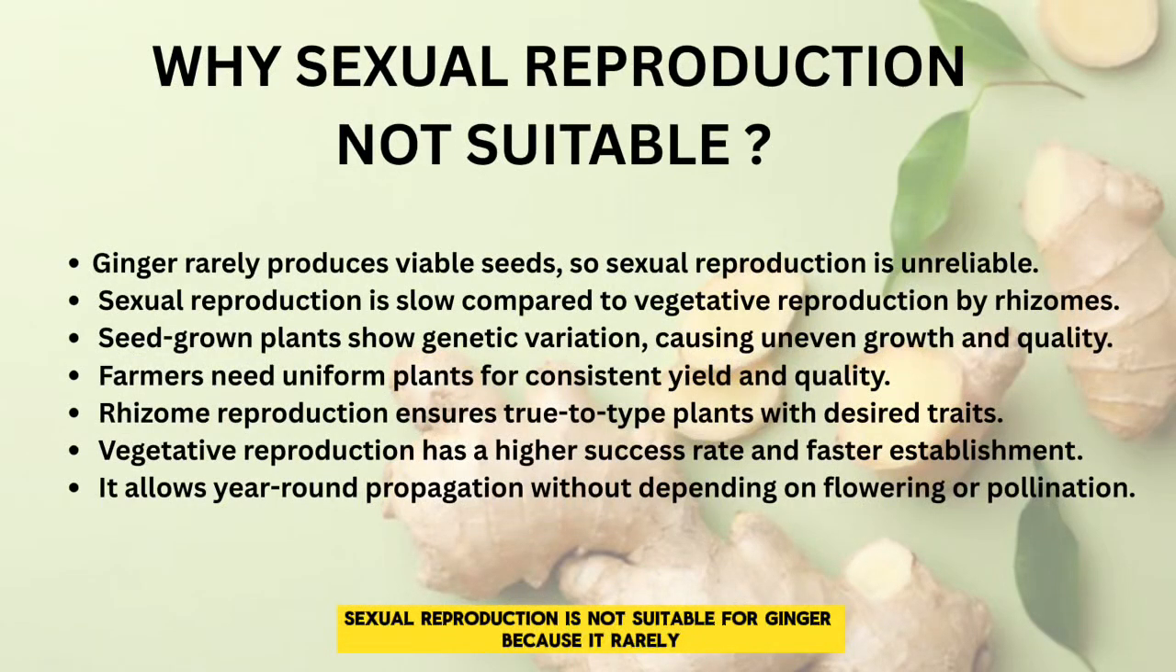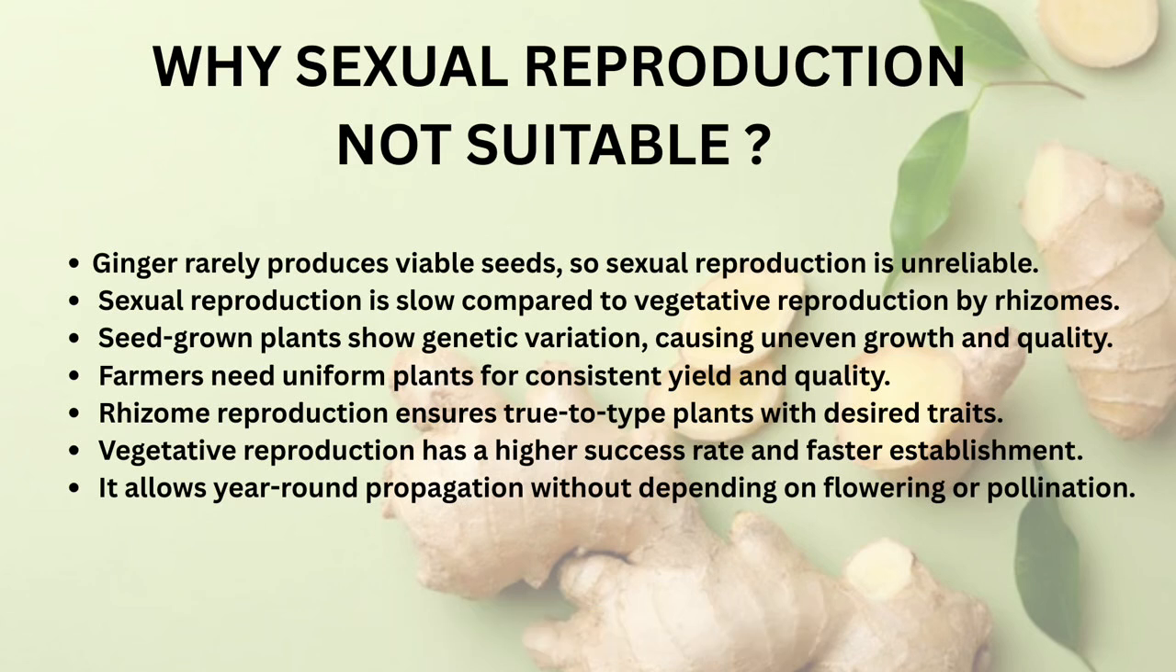Sexual reproduction is not suitable for ginger because it rarely produces viable seeds, making this method unreliable. Compared to vegetative reproduction, sexual reproduction is much slower. Plants grown from seeds also show genetic variation, which can cause uneven growth and inconsistent quality. Uniform plants are preferred to ensure consistent yield and quality.